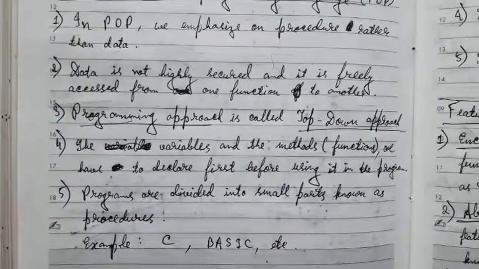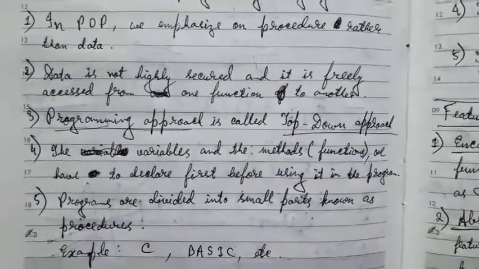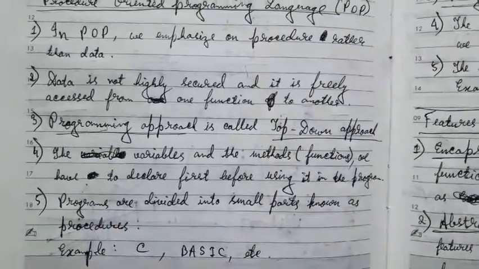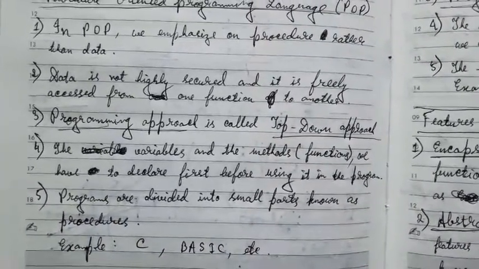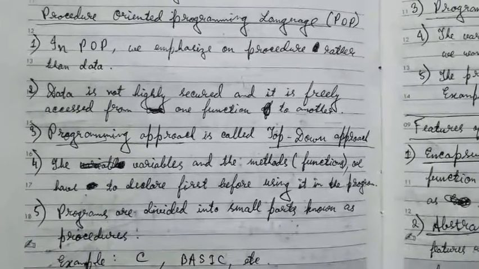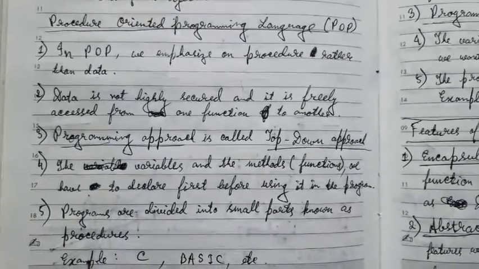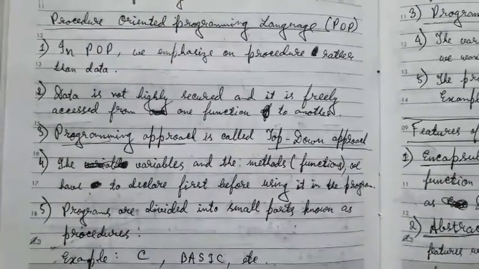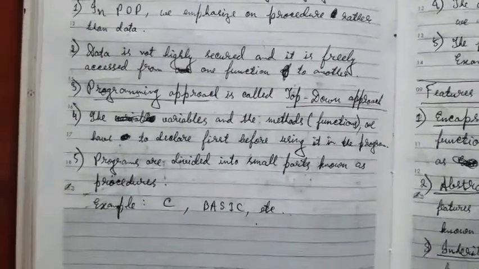The third characteristic is, it's just a theory based programming approach, is called top down approach. It's a theory base, you have to just memorize it. The programming approach is called top down approach.